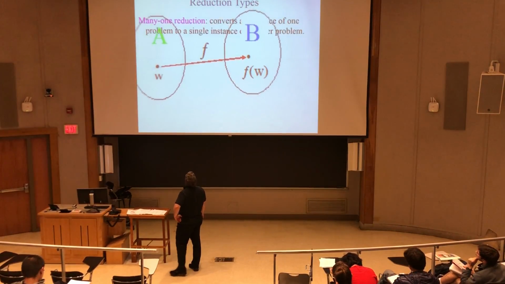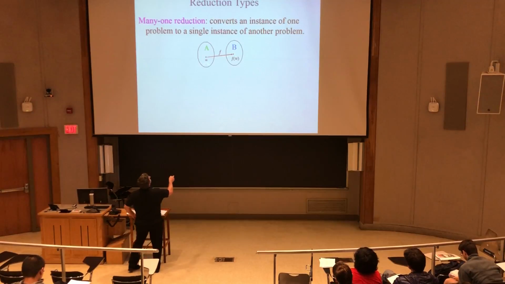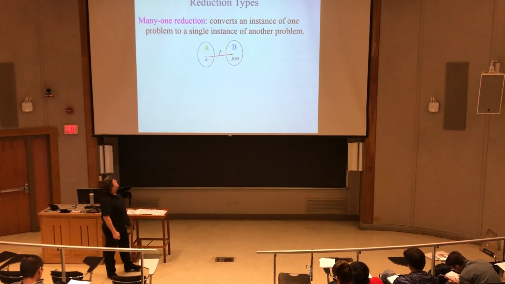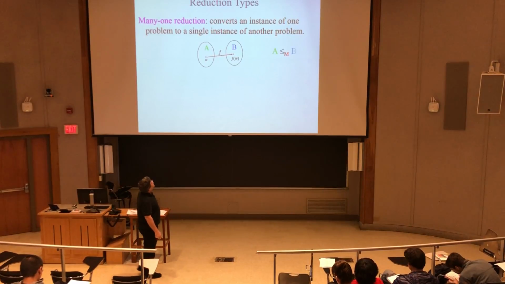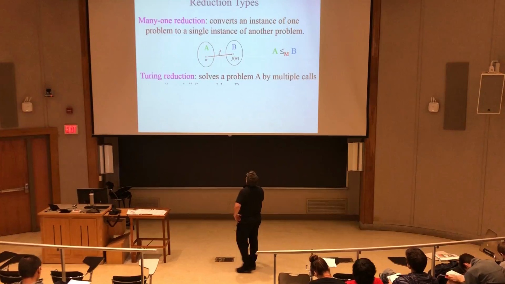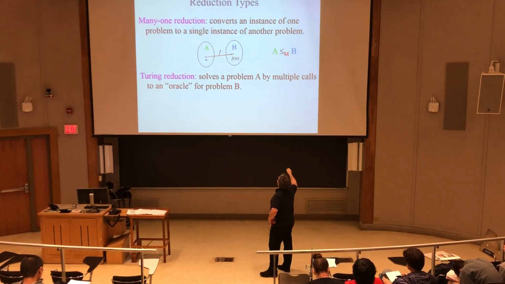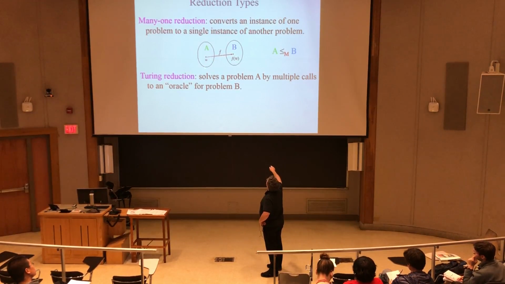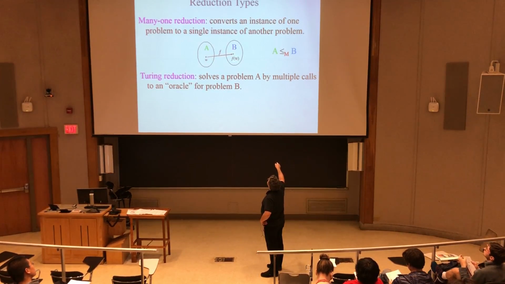Okay, a little bit about reduction types. So we said A is reduced to B using some polynomial time computation, mapping F. And we said that means A is reducible to B. That's denoted like this. But often we call that a many-one reduction because many things in A can reduce to B, but it's a one-shot. When you solve membership in B, you just solve it once with a single oracle call.